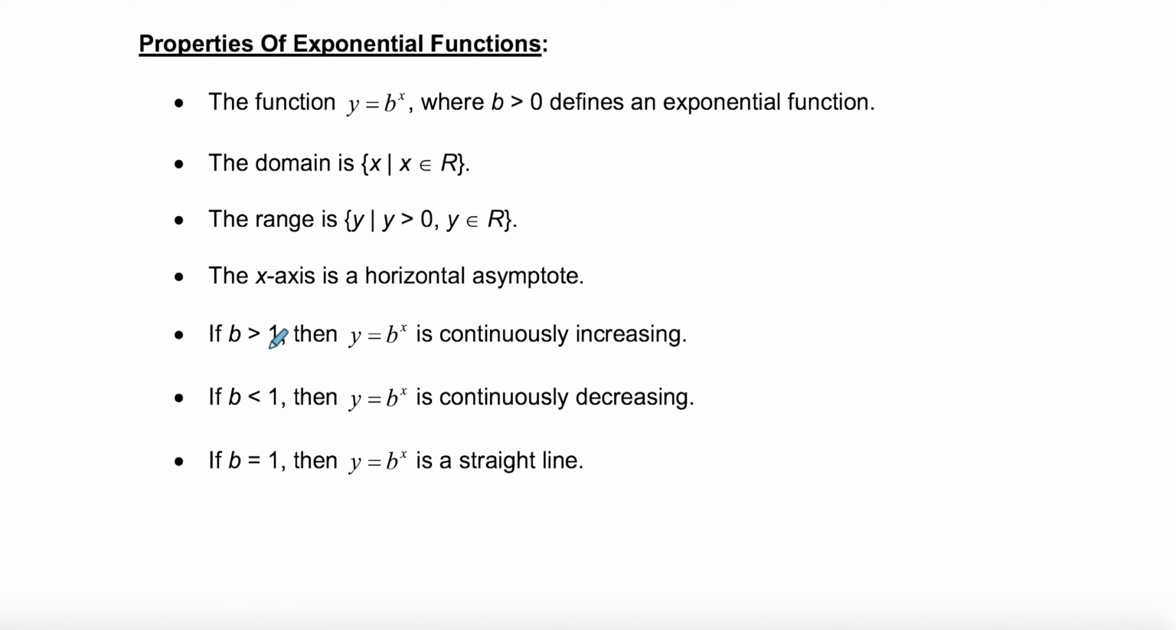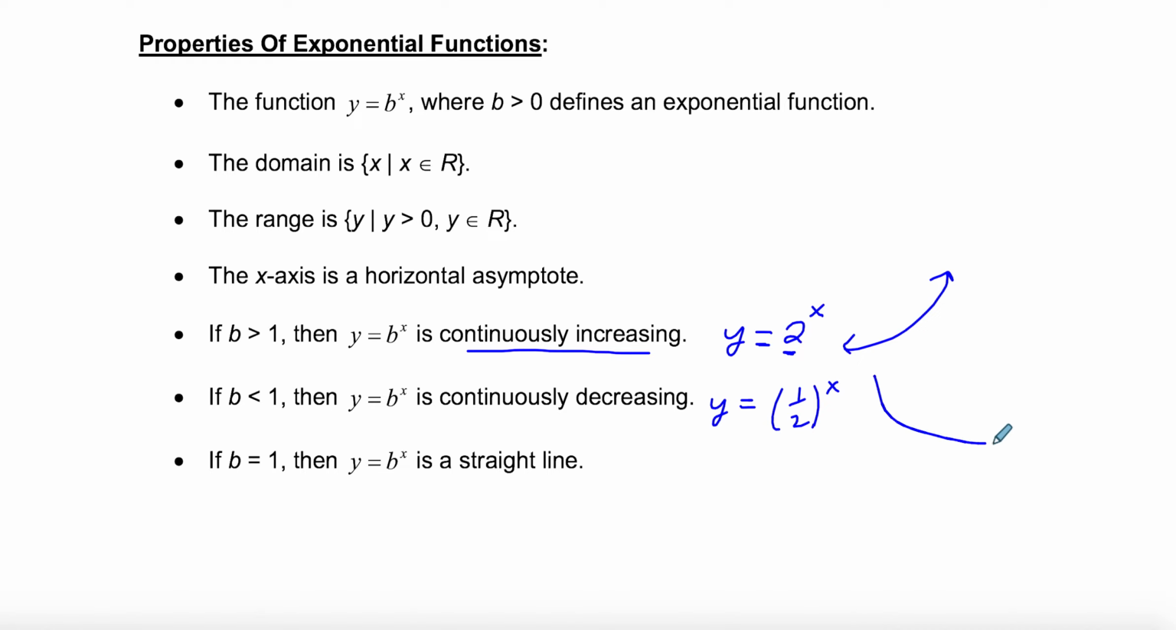If b is greater than 1, so that's our example that was y equals 2 to the x, our b here, our base, is greater than 1. It is increasing then. We look at our graph and it looks like it's going up. And if b is less than 1, our example that we did was 1/2 to the x. It's continuously decreasing, so those graphs look like they go down this way.